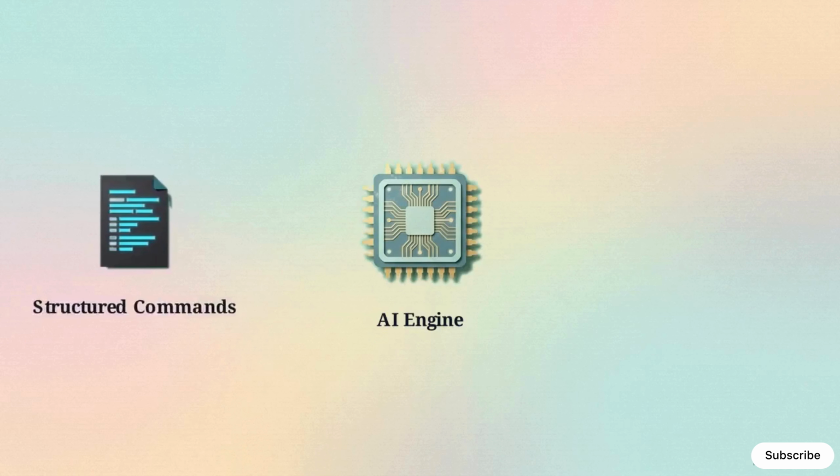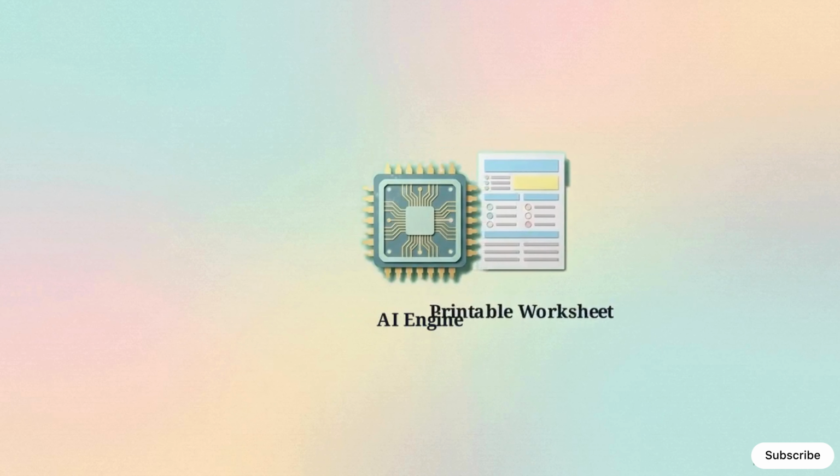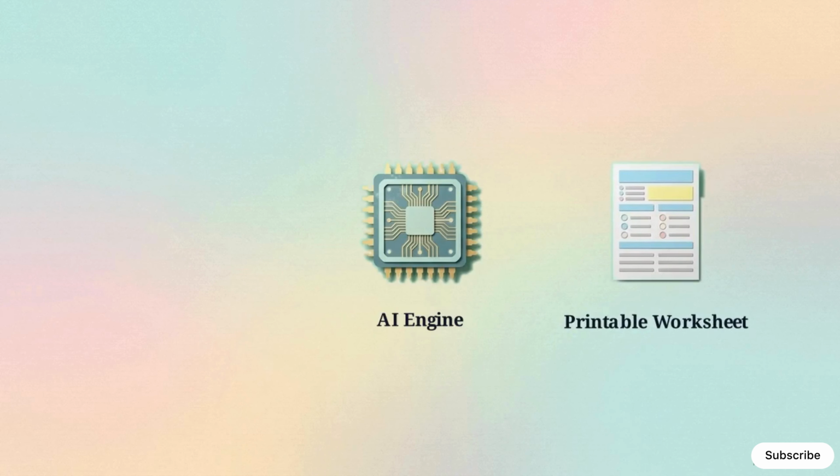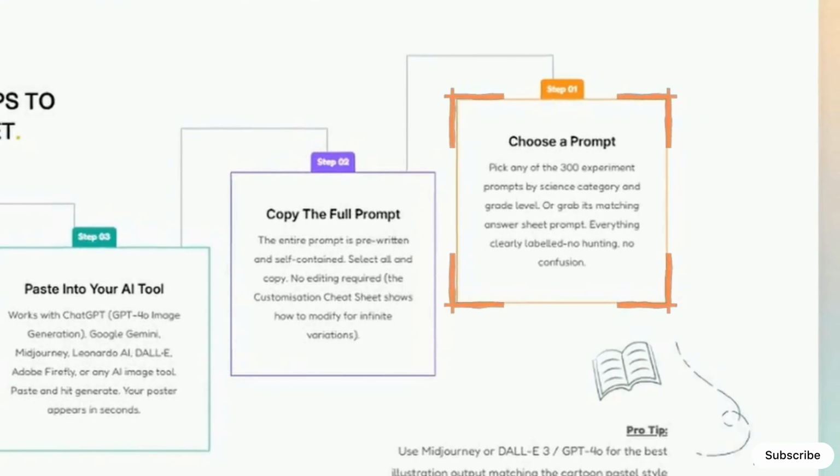Creating high-quality educational printables is no longer constrained by graphic design skills. It is simply a matter of feeding the right commands to the AI. This chart outlines the process, a straightforward 4-step workflow: choose, copy, paste, and sell. Step 1 starts inside the vault.